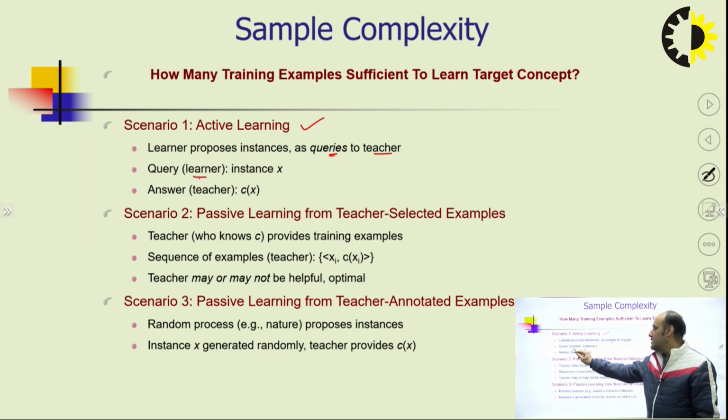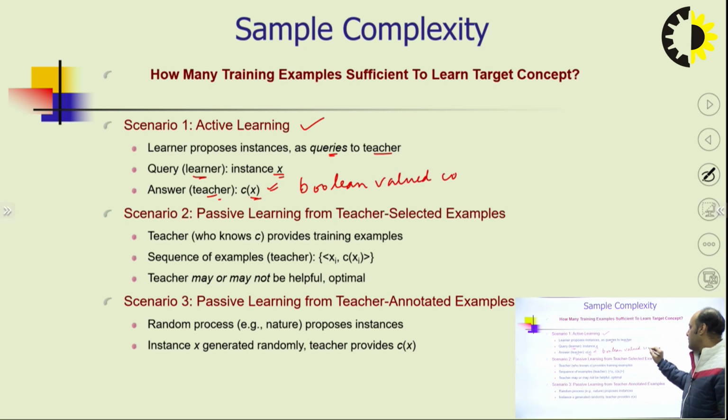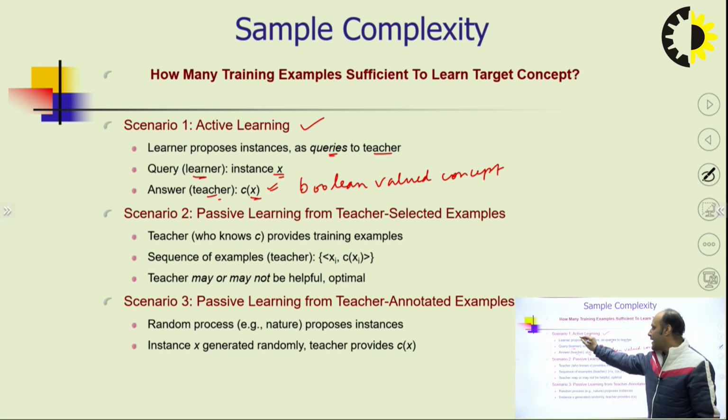The query is that the learner will give an instance, a number of instances, and the answer comes from the teacher. The teacher will give some concept, this C(x), which we have already studied before. This C(x) is termed a Boolean valued concept. So this is the first scenario, active learning.